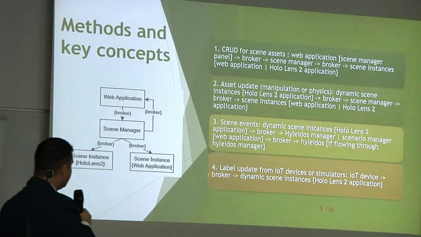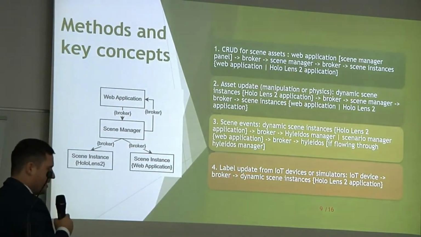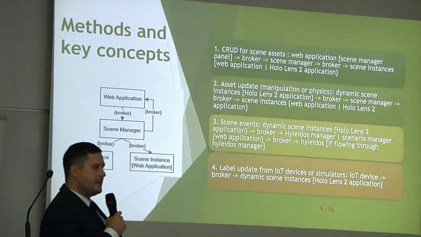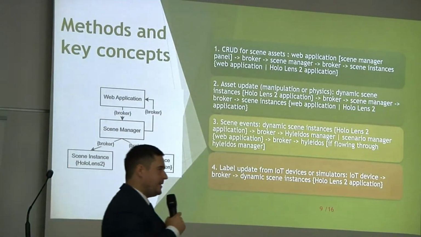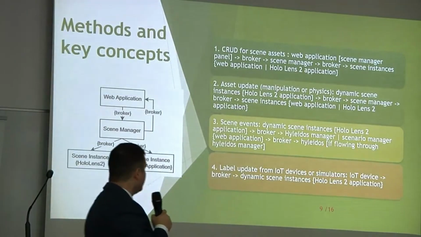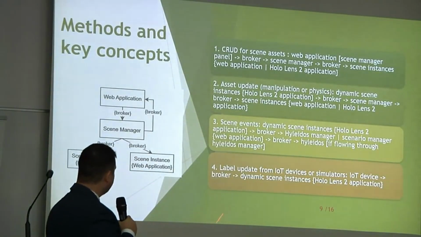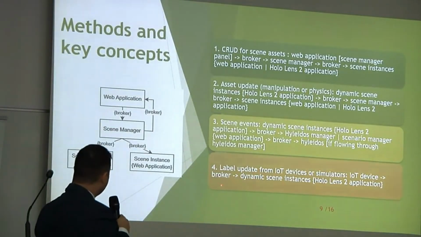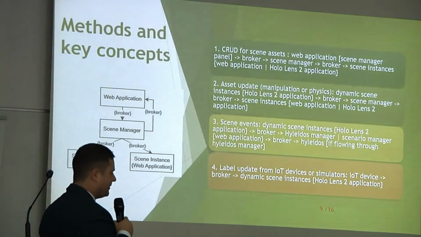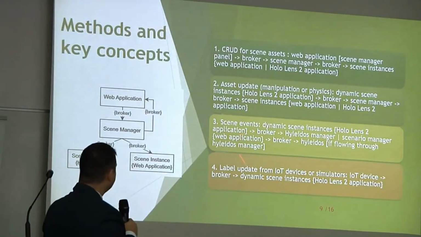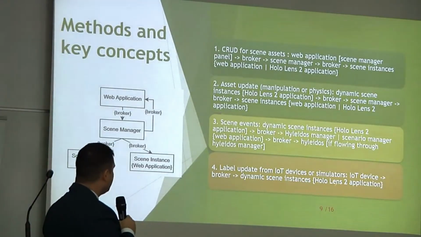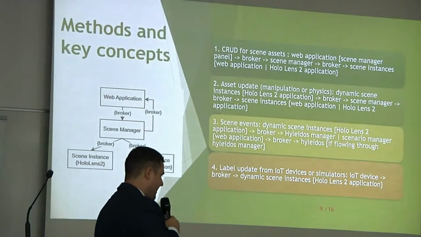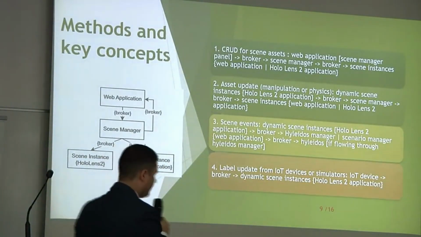The last one is label update. So if we have IoT devices connected to our platform and generating data, for example, measurements, if it's a sensor, it goes to our platform, and through the broker, it's distributed to all instances in the scene that this device is connected to. So we can also proceed with dynamic updates in real time, data from the sensors.